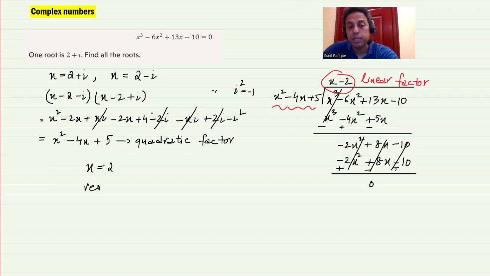This is the real root. And what are the two imaginary roots? 2 minus iota and 2 plus iota. These are all the roots of this cubic polynomial.